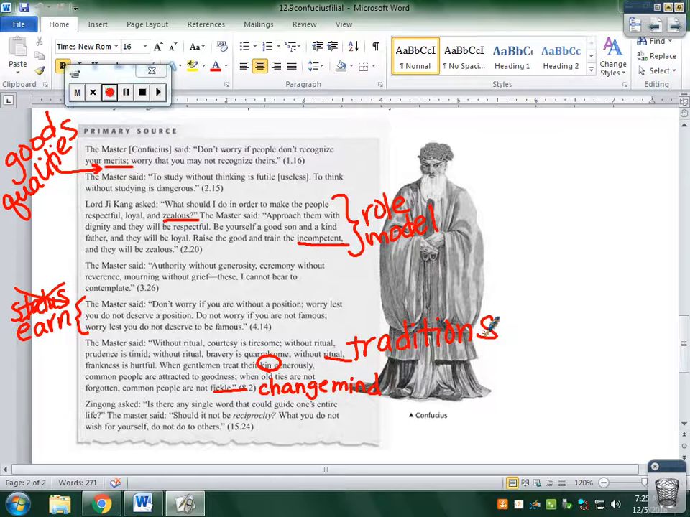Sing Gong asked, is there any single word that could guide one's entire life? The master said, should it not be reciprocity? Now that's kind of a hard word, but he goes on to define it here. He says, what you do not wish for yourself, do not do to others. So this is something that's very familiar to us. In the West, we call this the golden rule. Don't do something to someone else that you wouldn't want done to you. And that sort of summarizes Confucius's teachings.